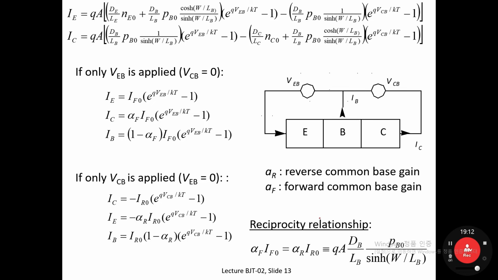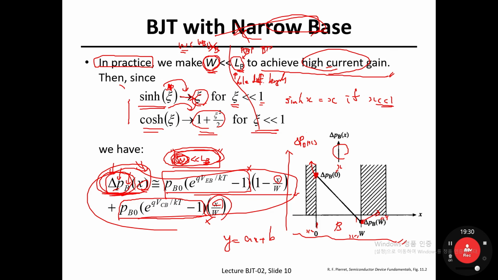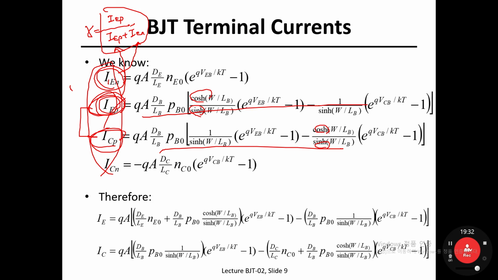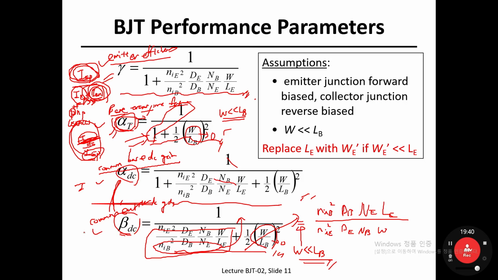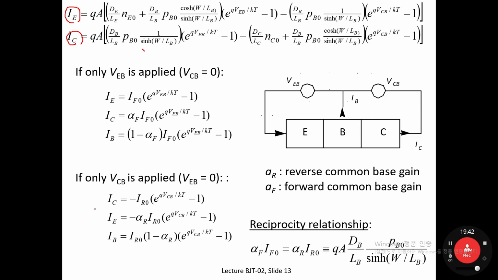So now let's take a look at how to develop the Ebers-Moll equivalent circuit. On the top, you can see the emitter current and collector current. Okay, so how to get this equation? Well, go back to here. IE and IC, those two equations have already been developed. So let's bring them here.